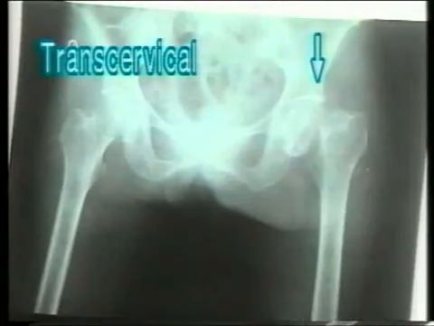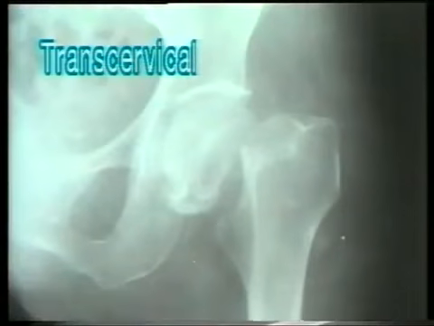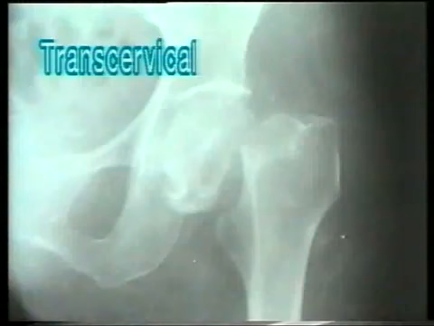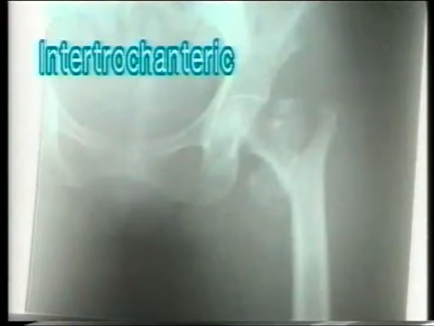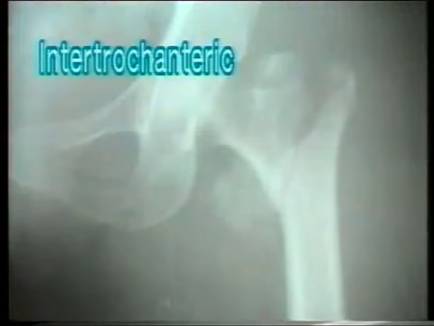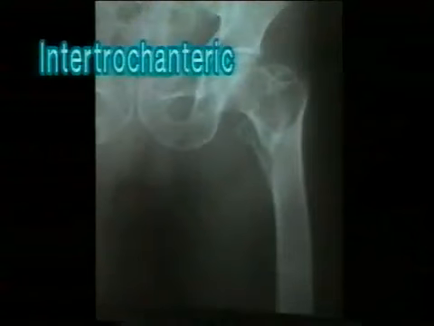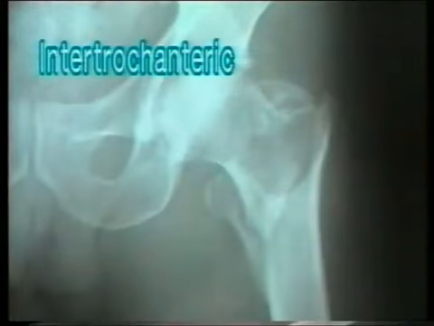This is a fracture of the neck of the left femur. It is transcervical, not involving the trochanters. This is an intertrochanteric type of fracture of the neck of left femur. Note the fractured trochanters. This is another intertrochanteric fracture of the neck of the femur. It is comminuted. This is a spiral fracture of the shaft of the femur in upper third.